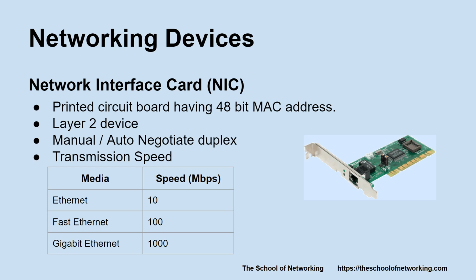Now it also has auto negotiation, where the duplex can be set manually or auto negotiated. Now there are various transmission speeds of the NIC card. If it is Ethernet, then it is 10 Mbps. If it's Fast Ethernet, then it is 100 Mbps, and it's backward compatible to 10 Mbps as well. And Gigabit Ethernet is 1000 Mbps, which is backward compatible to 10, 100 or 1000. So this is about the NIC card. Let's move on to the next component, which is hub.